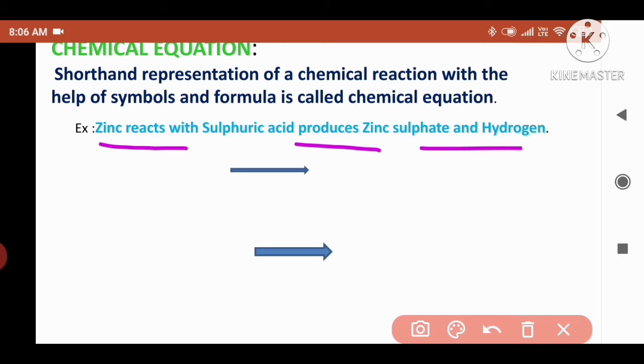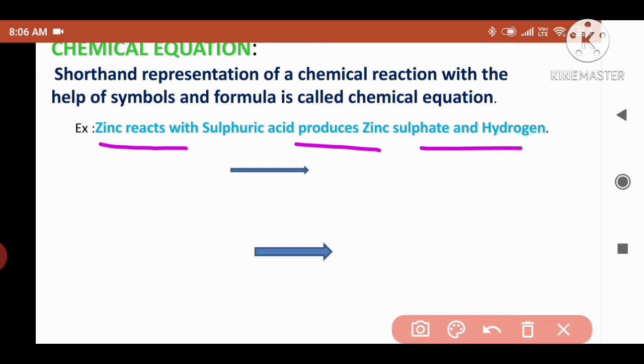Here it is not possible to write this reaction in full every time. Why? Because it is a time-taking process. Not only one chemical reaction, there are millions of chemical reactions in chemistry. So it is not possible to write all these chemical reactions each and every time. So we have to make it into a simple form, so chemical equations were introduced.